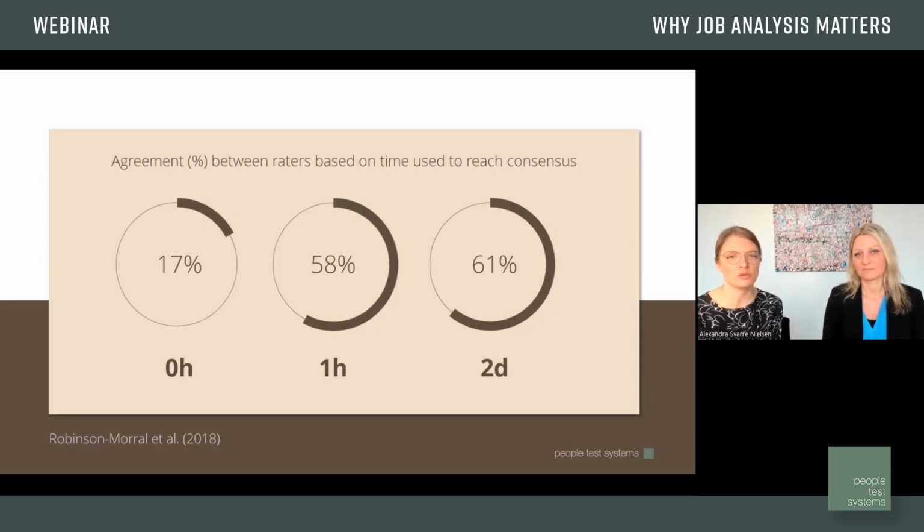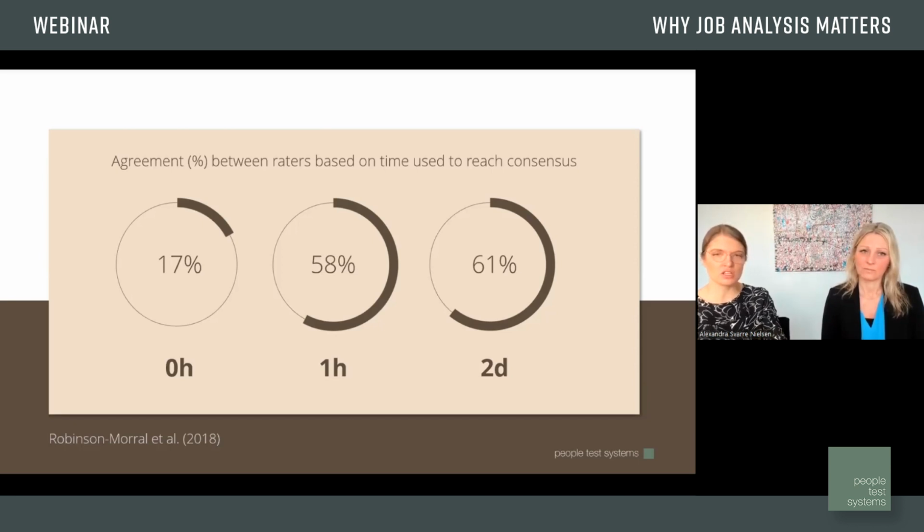So, but what makes a difference is actually that we spend some time together to be able to form this consensus and to be able to actually talk about the position and find the foundation in order to make the proper assessment decisions.